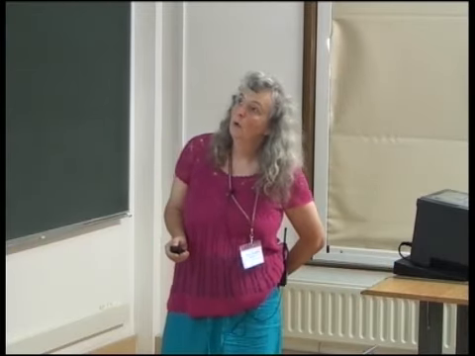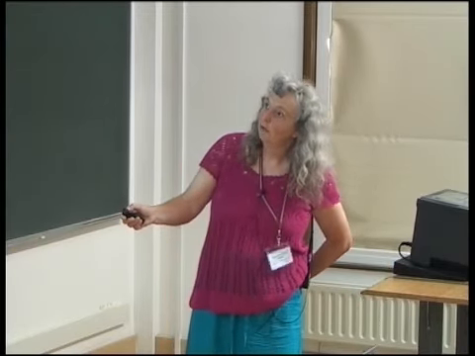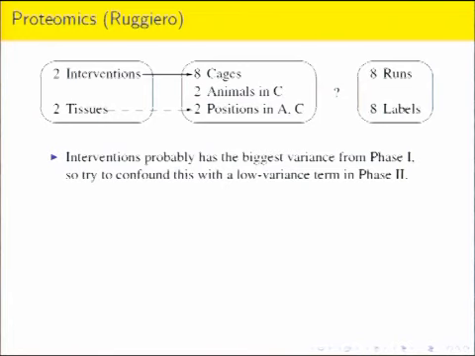Well, what should we do? What should we think about? These interventions in the first phase is confounded with cages. It probably has the biggest variance.